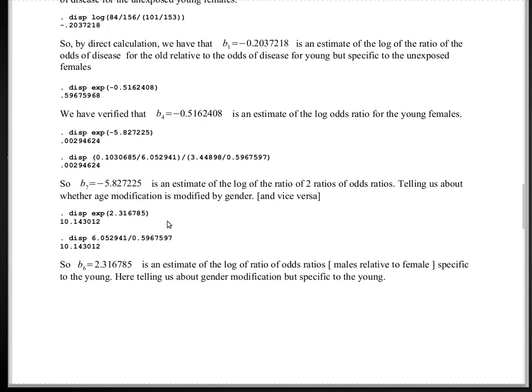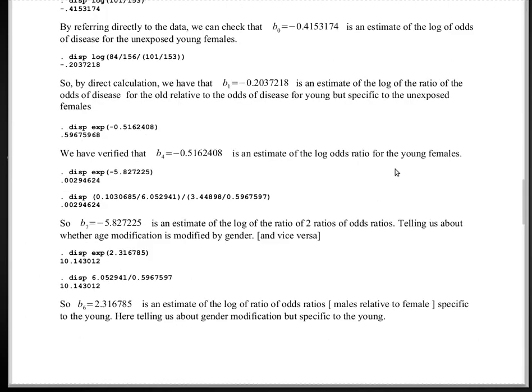But now we can come to maybe the biggest prize of our logistic regression here, and that is the estimate of beta 7. We've interpreted some of the other pieces, but the real issue is the estimate of beta 7, B7, minus 5.82. It's big. And what is it? It's an estimate of the log of the ratio of two odds ratios. It's telling us about whether age modification is modified by gender, which we saw was the same thing as asking, does gender modification depend on age?